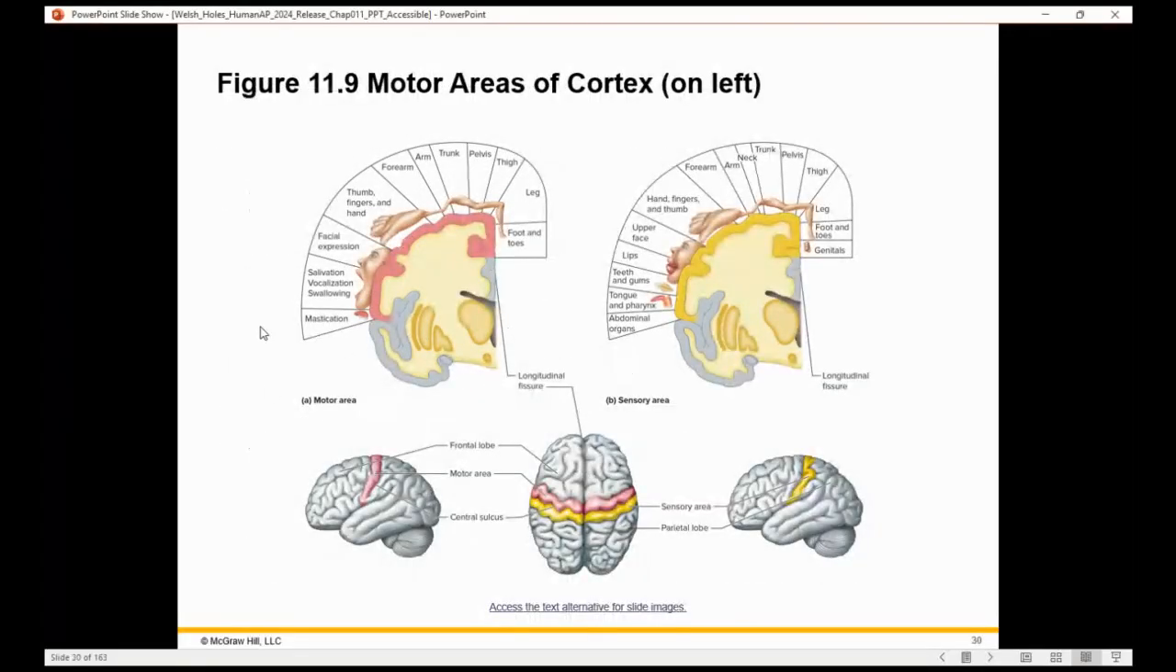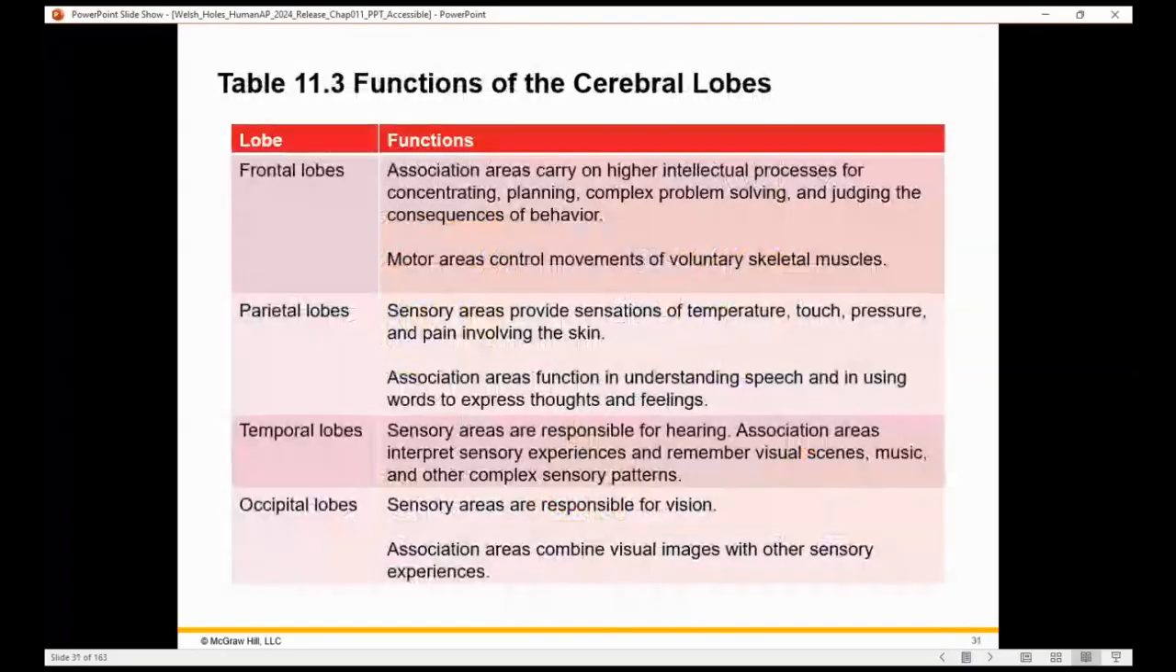And you see that here in the first picture, which shows the motor areas. And again, it's a homunculus, and it shows you which areas send information out and where it goes to. Table 11.3 summarizes functions of the cerebral lobes.